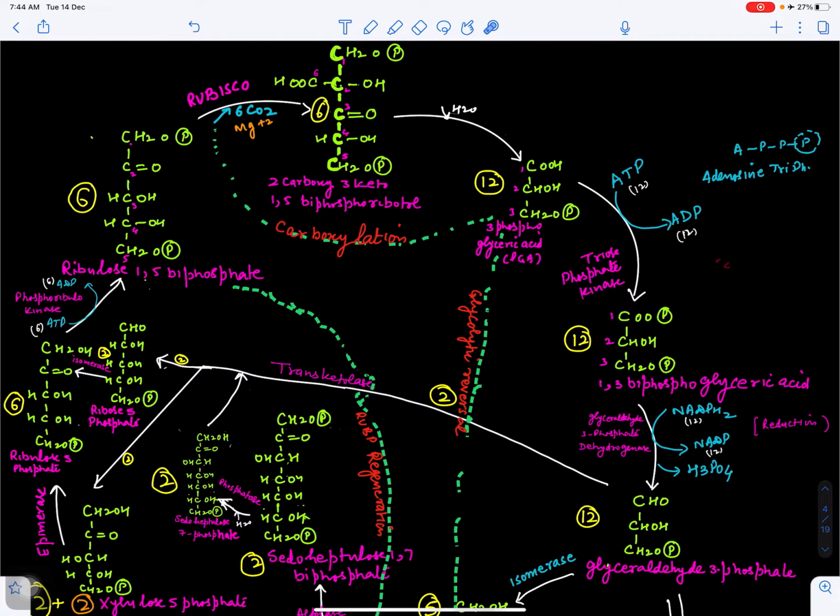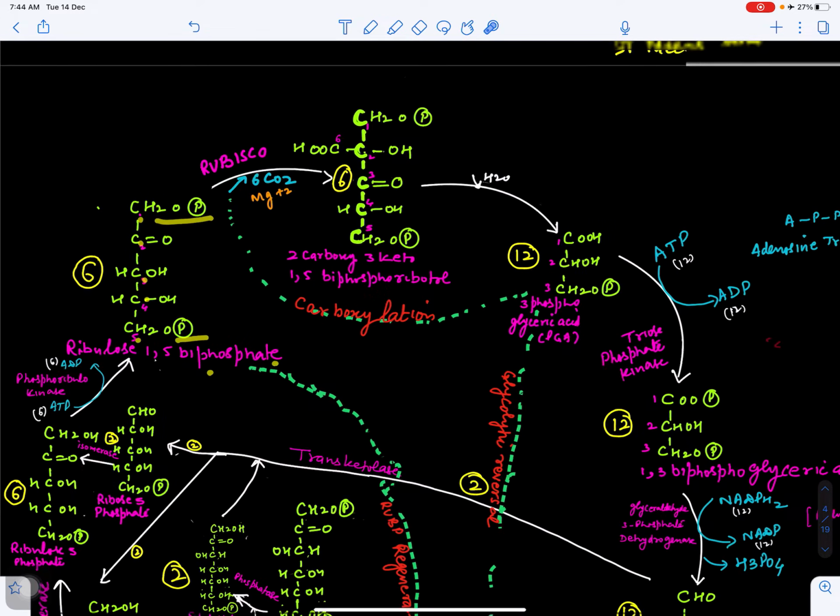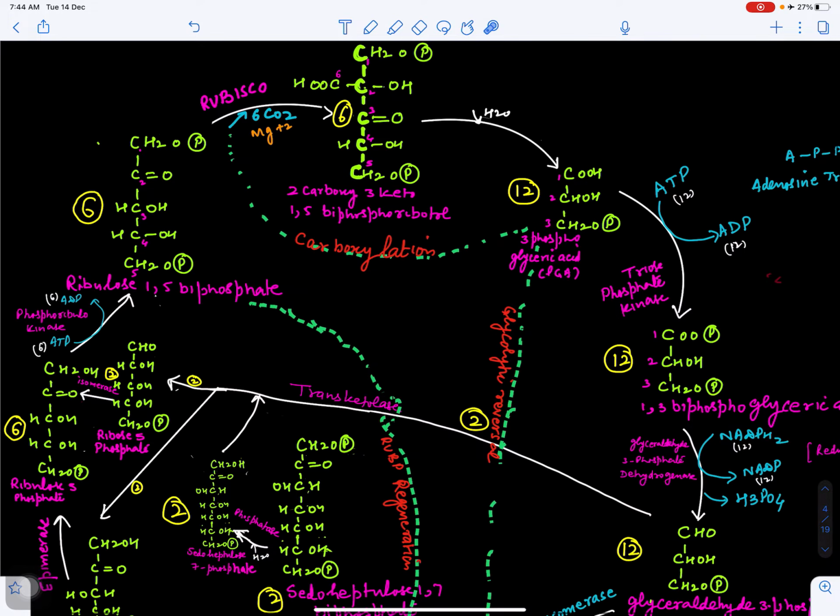Now the first acceptor of carbon dioxide is ribulose 1,5-bisphosphate. As the name indicates, this is 5 carbon in length. 1, 2, 3, 4 and 5. At the first position there is a phosphate and at the fifth position there is a phosphate. Now this is being converted from ribulose 5-phosphate, where only at the 5th position a phosphate is there. Now this will get converted into ribulose 1,5-bisphosphate with the help of ATP and ADP.